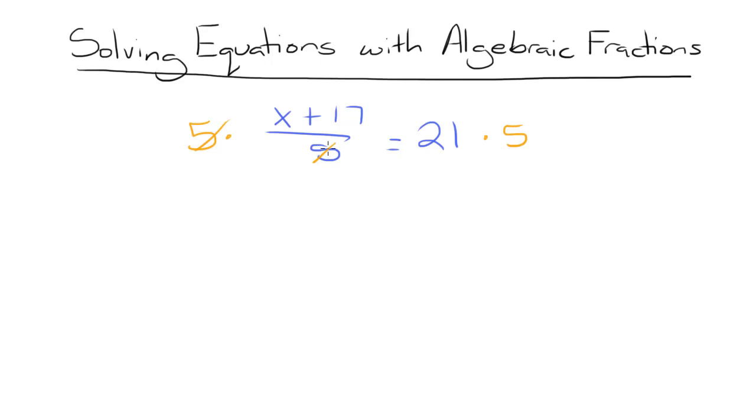That cancels out our denominator, so we no longer have a fraction, and we're just left with the expression in the numerator, x plus 17. And 21 times 5 is 105. So now we're going to solve like normal. We'll subtract 17 from both sides and get x equals 88.